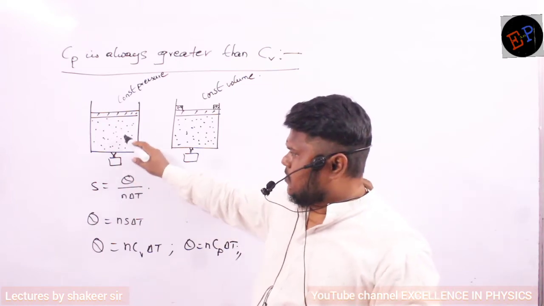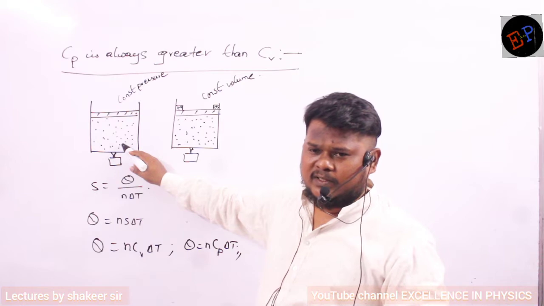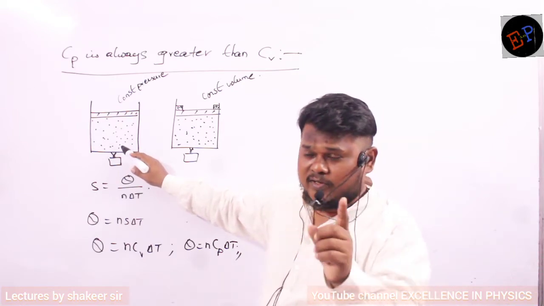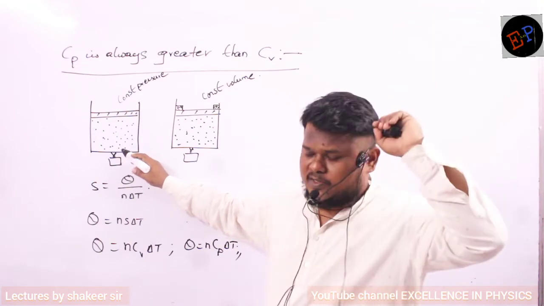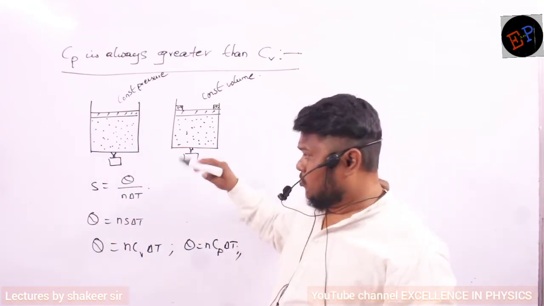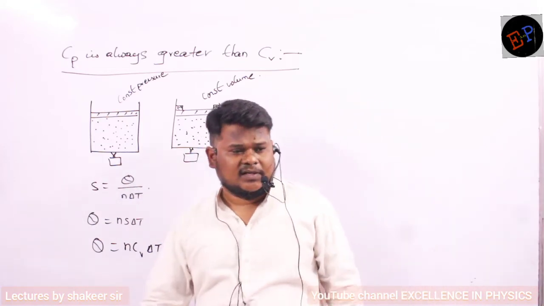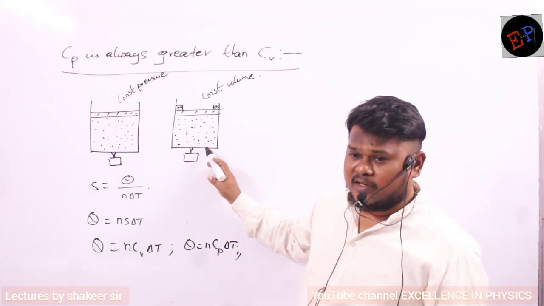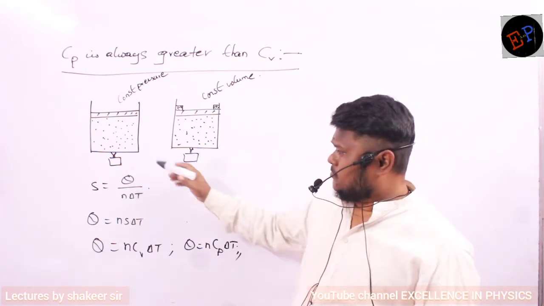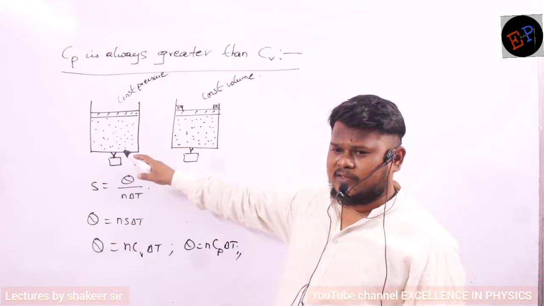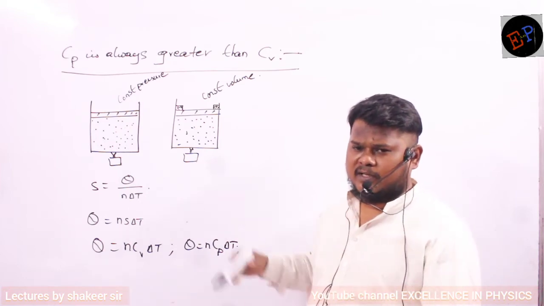Clear? So here, the rise in temperature will be very slow, because total energy is not used for raising the temperature. Some of the energy is used for lifting the piston upwards also. But in this condition, the total heat which you supply is useful only for raising the temperature of the gas. So in this condition, temperature rises very fast. So here I have to supply more heat energy to raise the temperature, but here if I spend less energy, that will be enough.